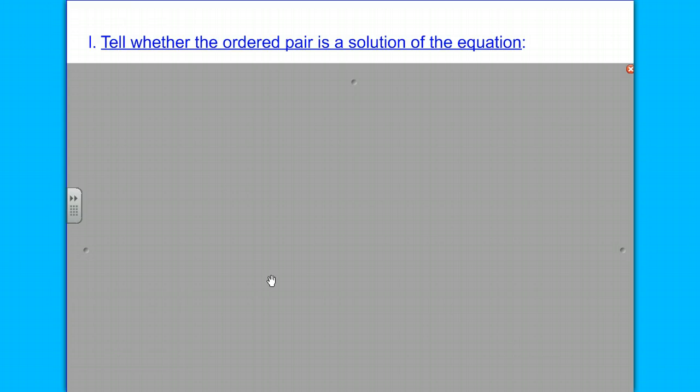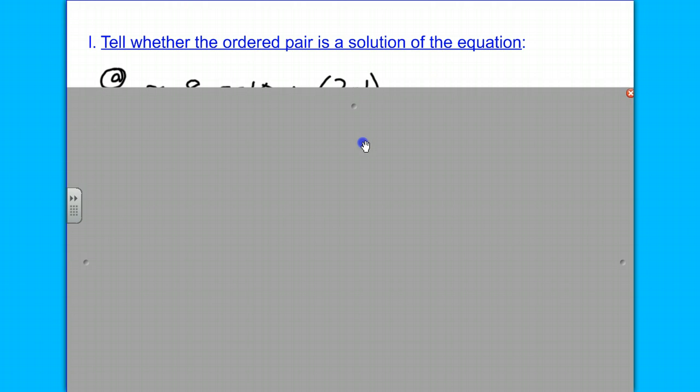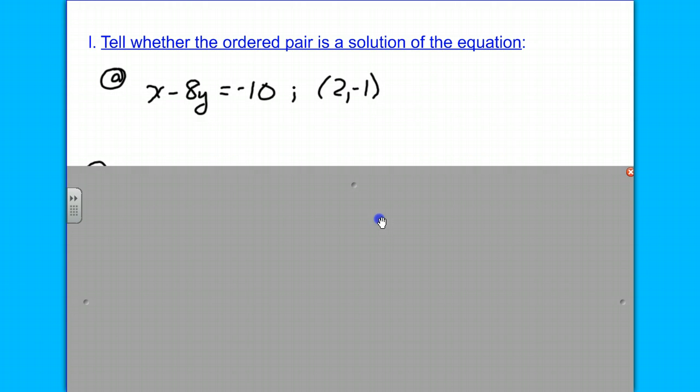Okay, so let's do the first thing. The first thing is simple: tell whether the ordered pair is a solution of the given equation. So you're going to have to jot it all down. Tell whether the ordered pair is a solution of the equation. So you're given an equation, x minus 8y equals negative 10.